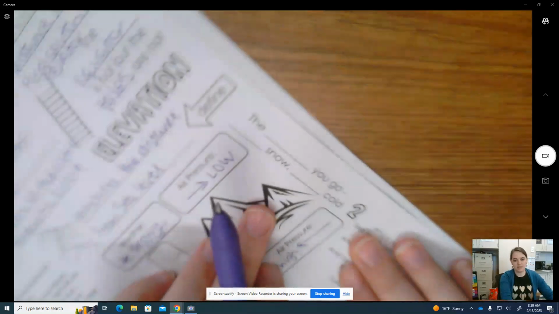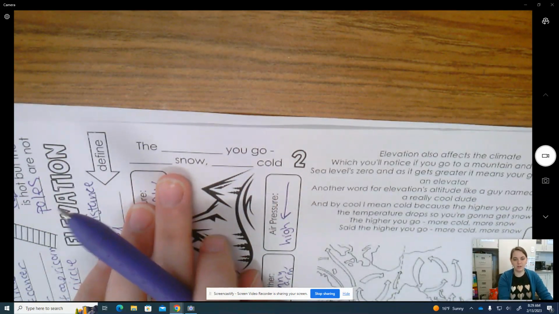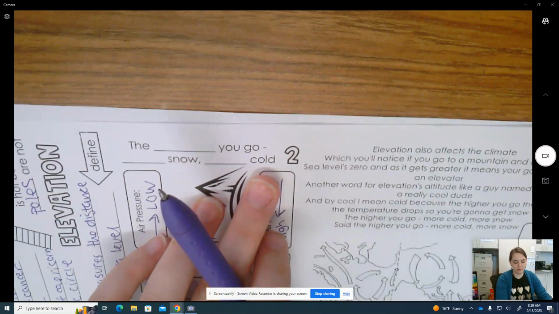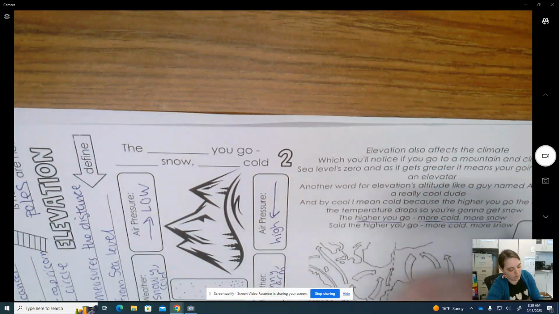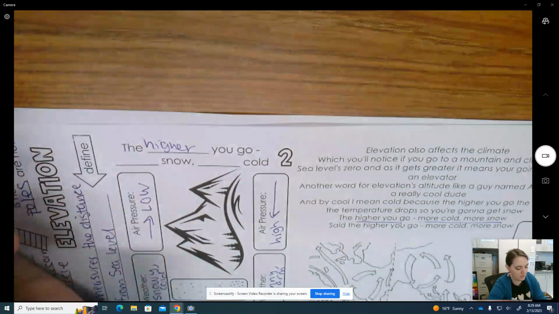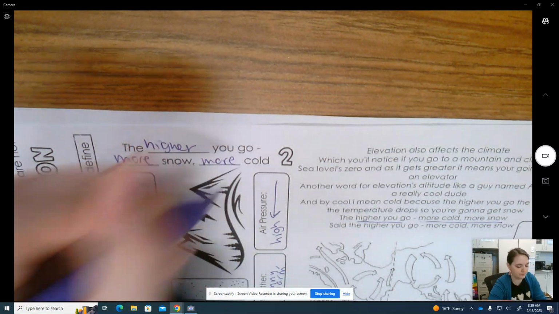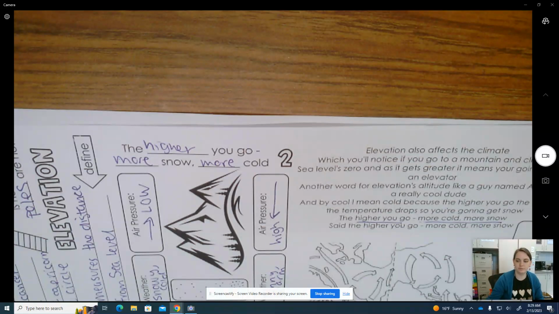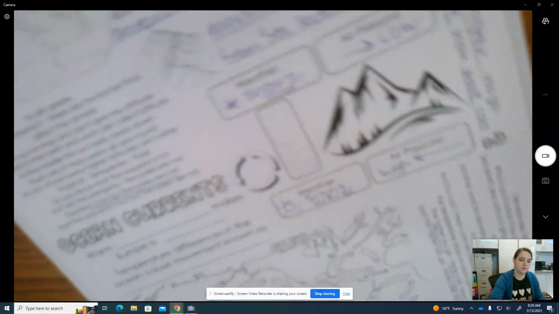And then if we turn this sideways, the blank you go, blank snow, blank cold. Well, remember in the rap, it said, the higher you go, more cold, more snow. So the higher you go, more snow and more cold. Okay.